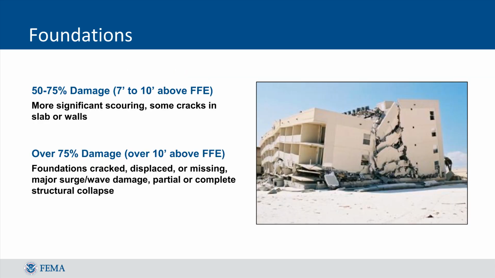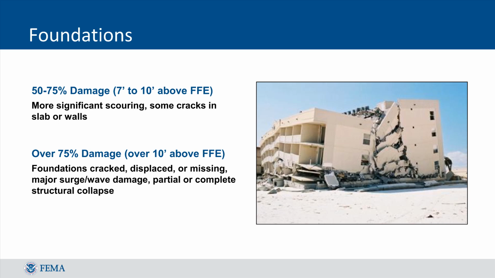In this slide, you can see an example of a structure that had a significant structural collapse and would clearly fall within the range of damage over 75%. Its foundation is cracked, and there is severe displacement where the structure has moved off its base. By comparison, a structure that is between 50 and 75% damaged may have significant cracks in the foundational walls and severe scouring or erosion, but would appear to still be supported by its base.